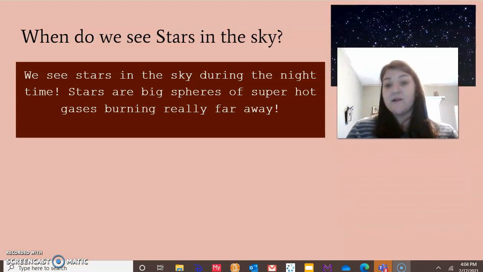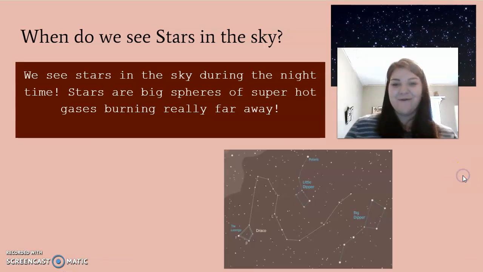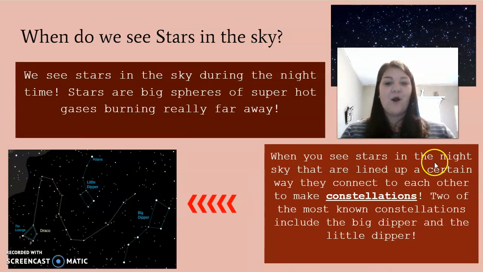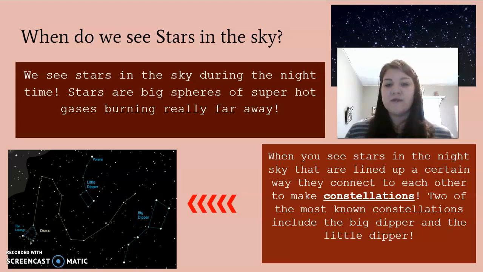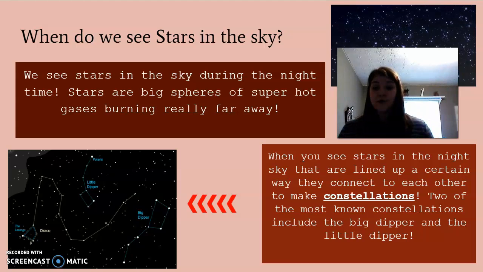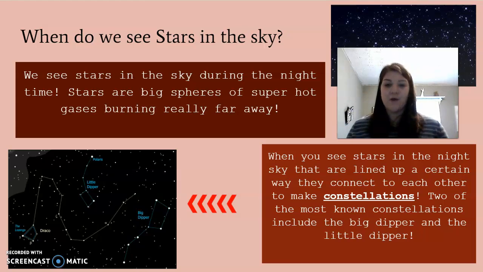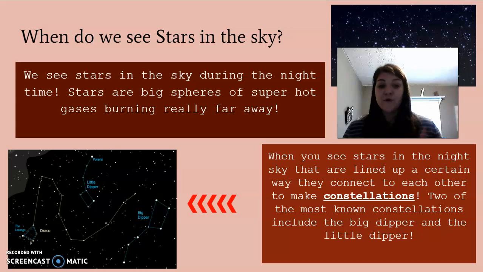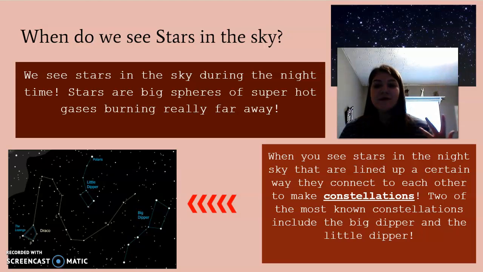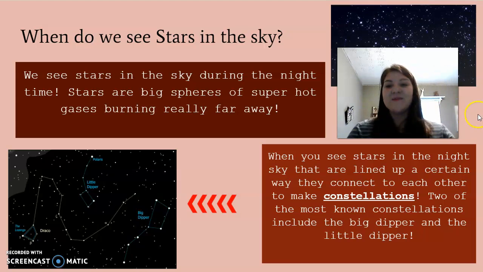So earlier, when I was telling you guys about the constellations, now we're going to talk about those. Constellations, like I said, are those when you look up in the sky and see stars that are lined up certain ways and they connect to each other, that makes them constellations. Two of the most known constellations are going to be the Little Dipper and the Big Dipper, and I have them in the corner down here, and you guys can check those out. You've probably heard of those. Maybe your mom or dad's been like, oh, look up in the sky, there's the Big Dipper and the Little Dipper, just because they're two of the most known constellations and normally two of the easiest ones to find in the sky. So that is what a constellation is.